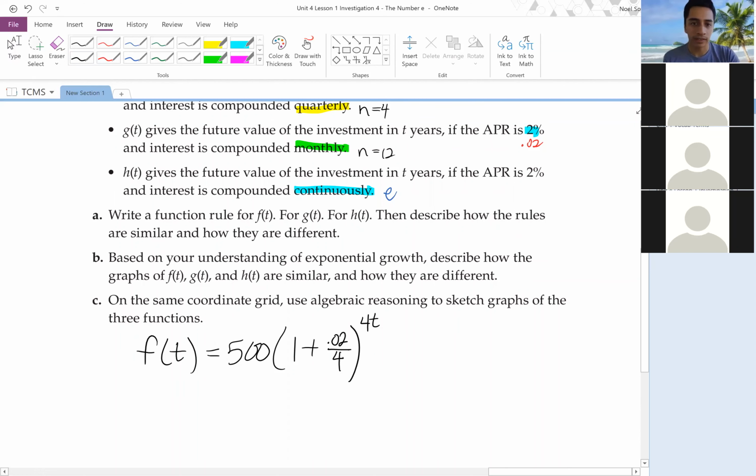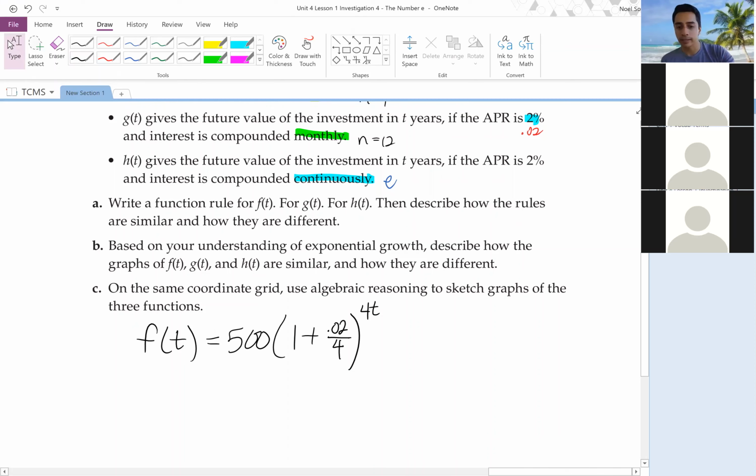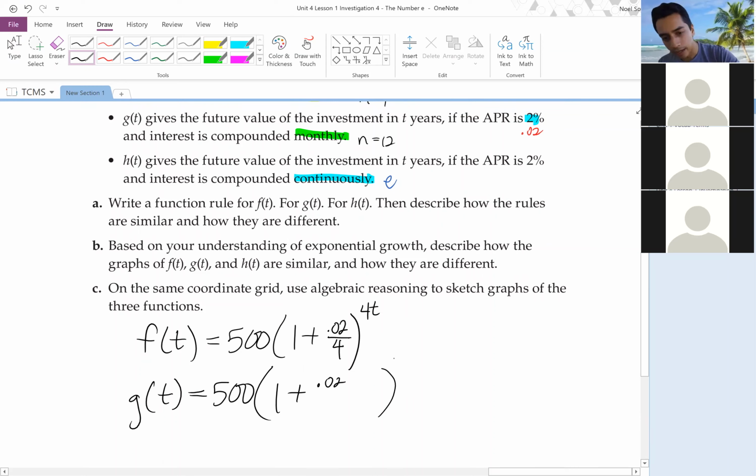G of t will be very similar because now it's just compounded monthly. We change n from 4 to 12. So G of t will equal still the initial investment of 500, times 1 plus the interest rate divided by 12. And then you have a power there of 12t.